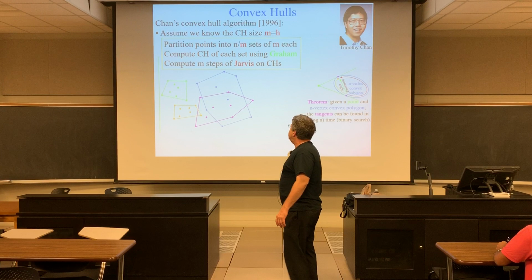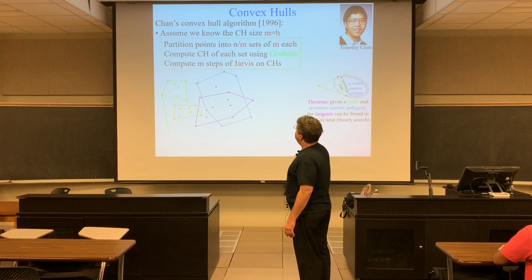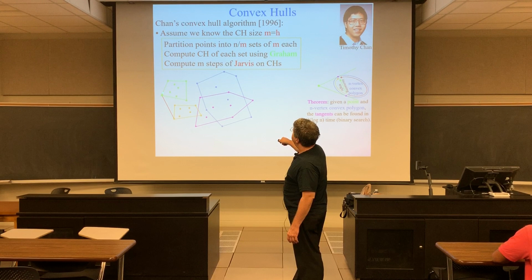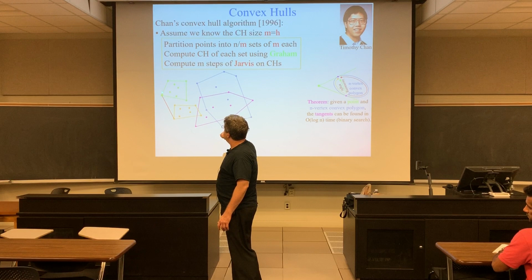How? Very much like regular gift wrapping. Start at the least x coordinate. You can find that quickly in linear time, and start rotating until you get a tangent line that has the greatest angle to one of the other sets. So try tangent lines from the green point to the blue set, to the purple set, to the yellow set. Compute both tangents of each and see which gives you the one with the greatest polar angle with respect to this starting green point. And in this case, it's this one.